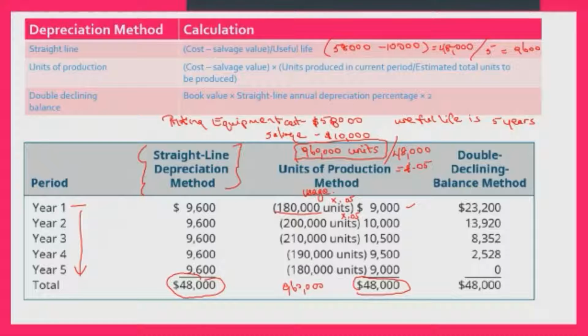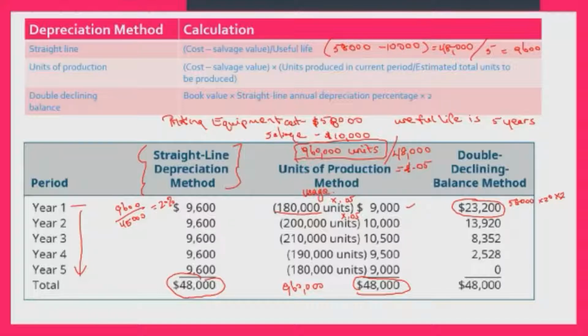Then we have the double declining balance. In this simple form it is basically the book value. The book value for the first year would be 58,000, right? So it's 58,000 for the first year multiplied by the straight line depreciation percentage. If we use the percentage here, we say 1 divided by 5. The percentage is 20%. So we use the percentage here, 20% times 2. We're doubling it. And we're going to get this figure.